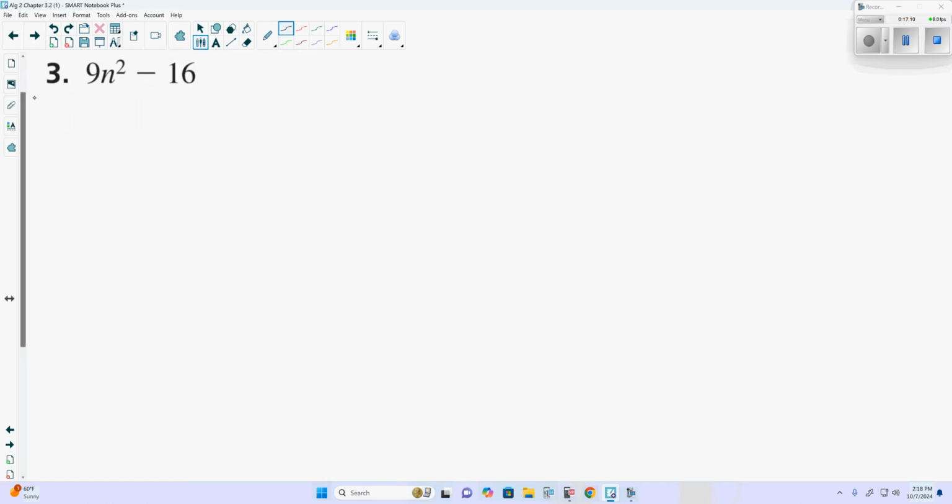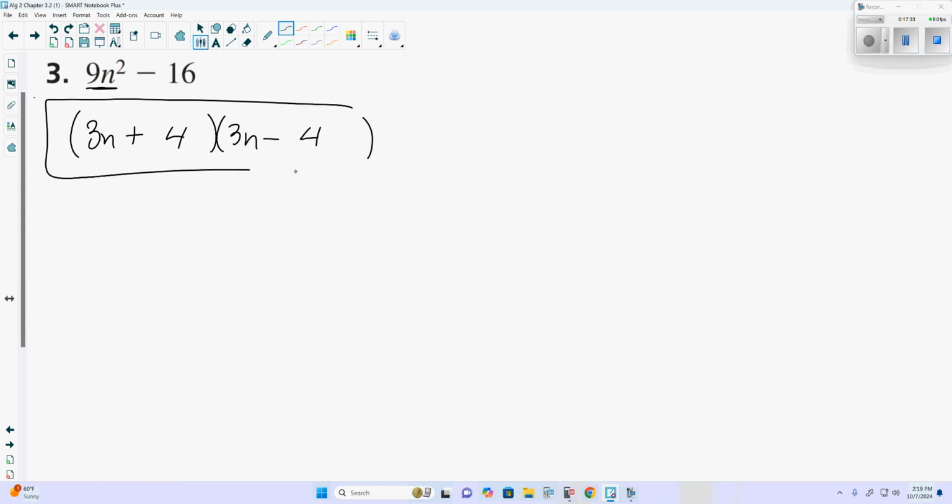9n squared minus 16. Well, I kind of gave it away. Because 9n squared would be what? 3n and 3n. Plus, minus. What times itself is 16? 4. So we'd have 4 and 4. Any questions on any of this so far? Okay.